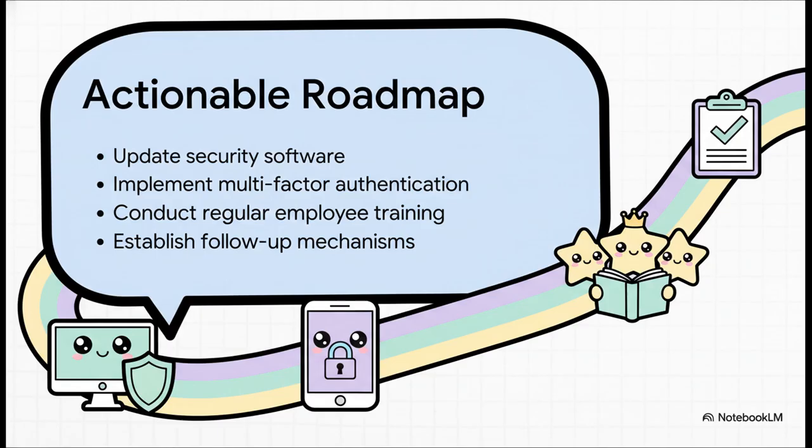And this brilliantly illustrates what a concrete, actionable roadmap for recovering from a major nonconformity actually looks like. You don't just write, fix the breach. Instead, you recommend updating the security software, implementing multi-factor authentication across all endpoints, conducting regular employee training on those new protocols, and establishing follow-up mechanisms to verify it's working. That is how your audit report actively drives improvement.